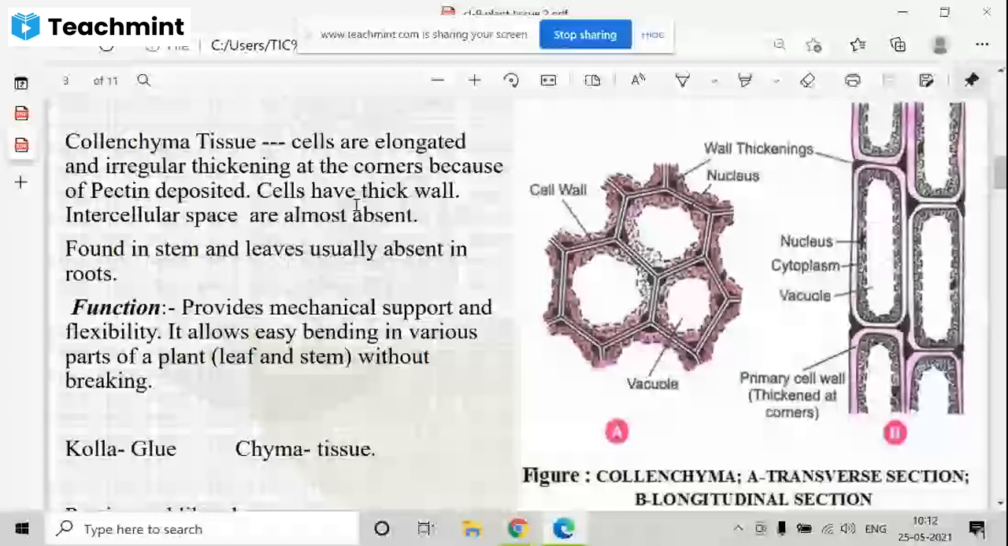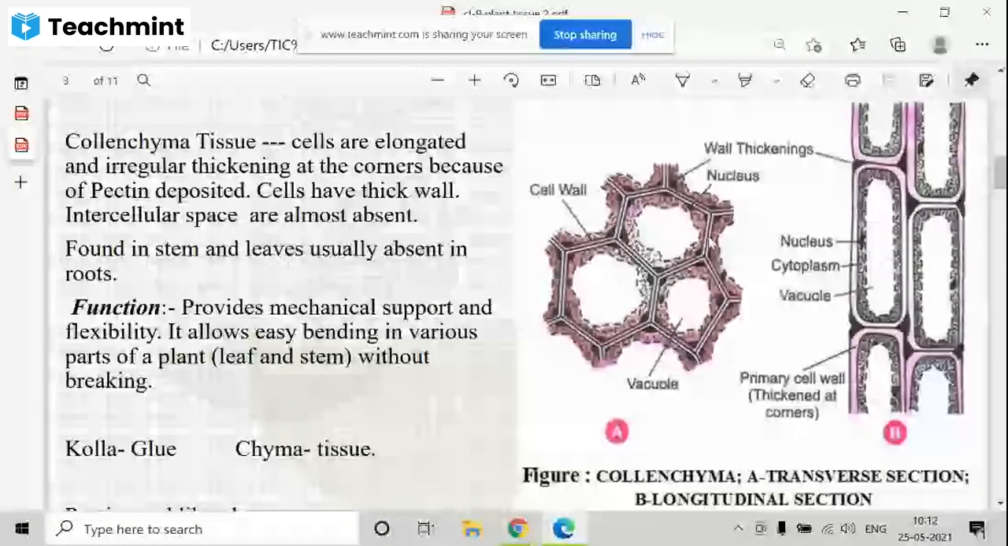The cells have a very thick wall. Intercellular spaces are almost absent. Found in stem and leaves, and usually absent in roots. They provide mechanical support and flexibility. It allows easy bending in various parts of the plant, leaf and stem, without breaking.